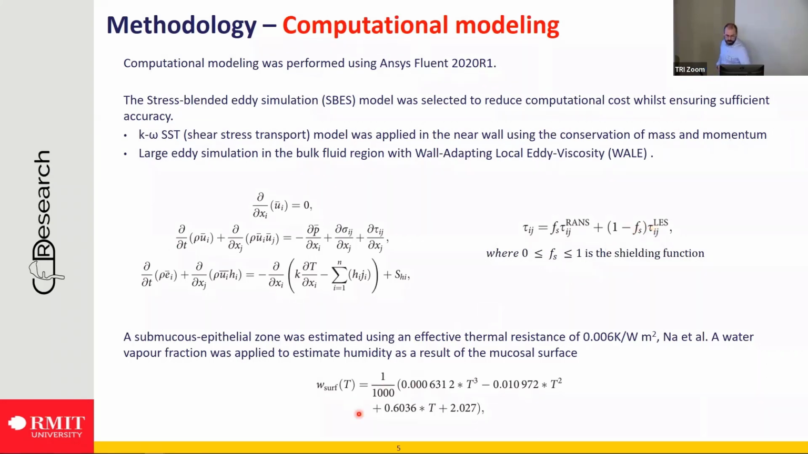A submucous epithelial zone was estimated using an effective thermal resistance of 0.06 Kelvin per watt meter squared from Na et al. A water vapor fraction was applied to estimate humidity as a result of this mucosal surface using the following correlation.